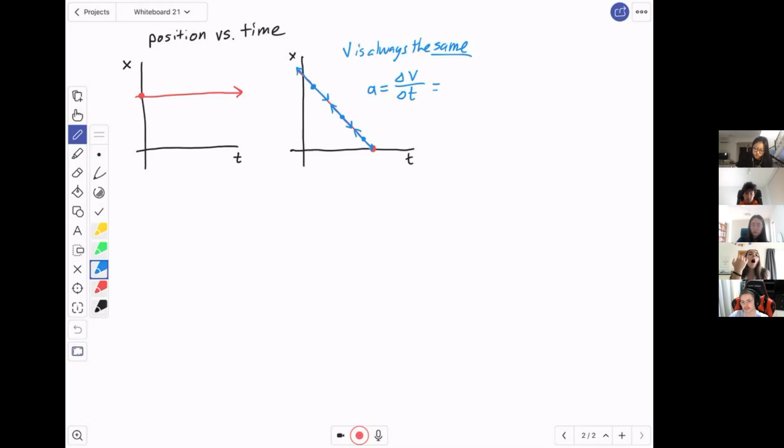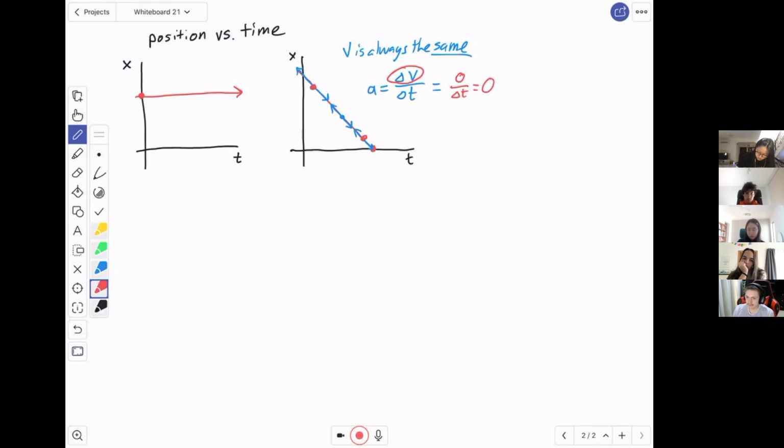And if velocity is not changing, if this velocity and that velocity are the same, final minus initial is going to give me 0. I'm going to get 0 over whatever my time is. And so acceleration is 0.